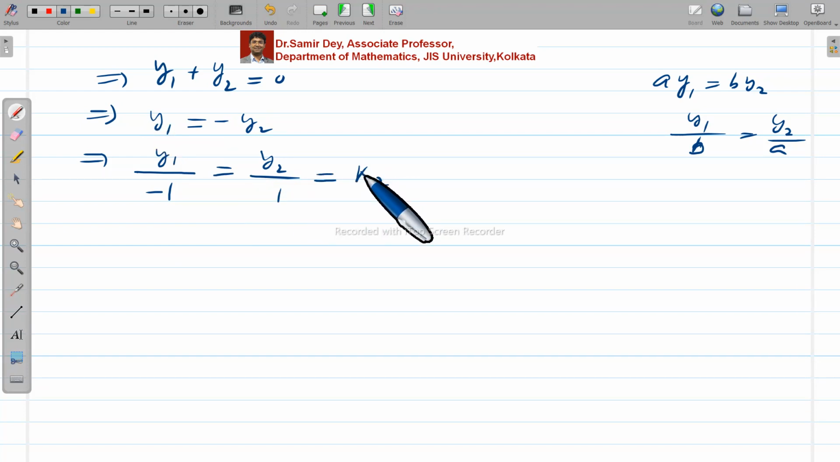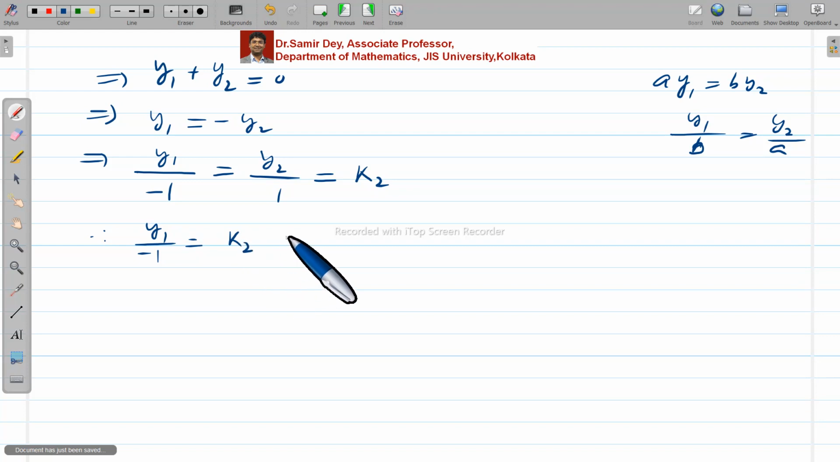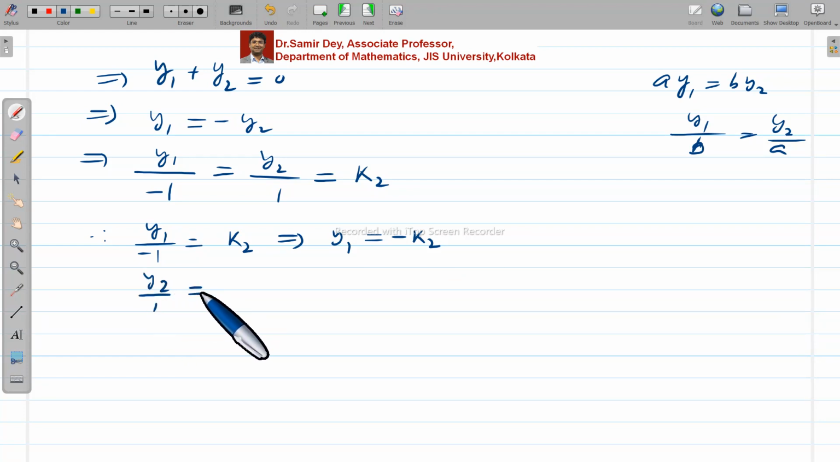So already we have considered k1 with the previous eigenvalue. So now we are considering k2. Clear? And please make sure this portion must be there, please. So from here we may write y1 by minus 1 is equals to k2. So this implies y1 is equals to minus k2, and y2 by 1 is equals to k2. So here y2 is equals to k2.